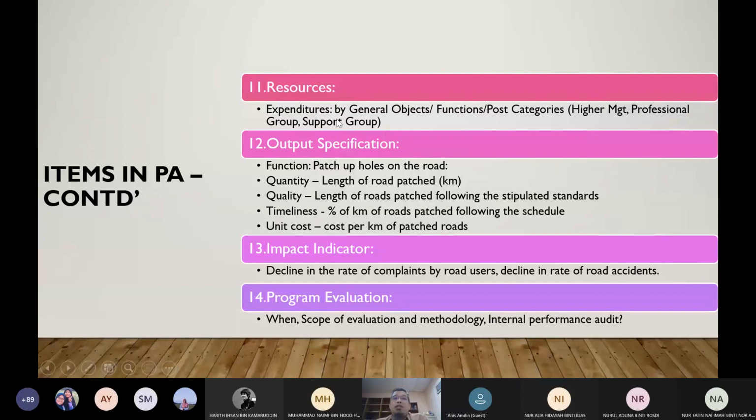On top of that, resources. If you look at this as a budget, general objects and others. And the program agreement also mentions the output. These are the output performance measures. There are at least four items here: quantity, quality, timeliness, so time is also taken into account, and unit cost. Unit cost is basically an efficiency measure, so unit cost is part of the performance measure.